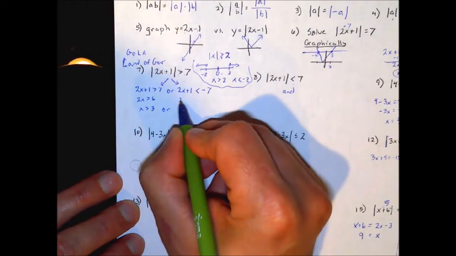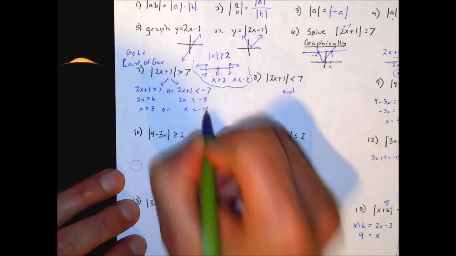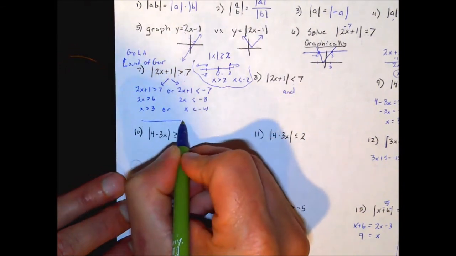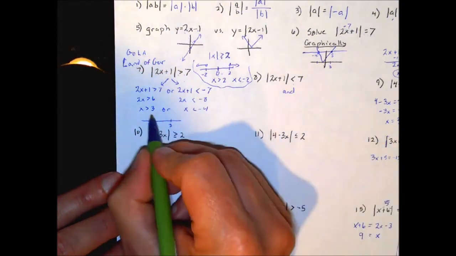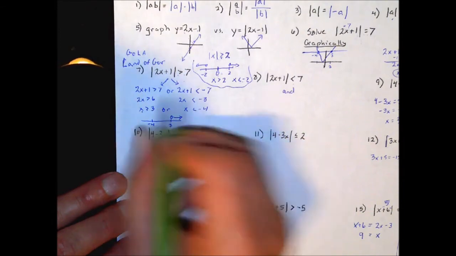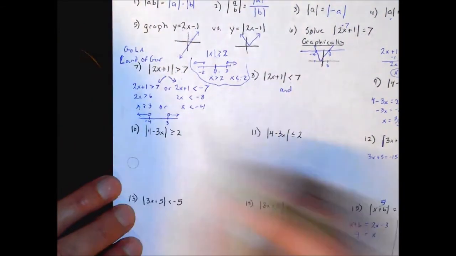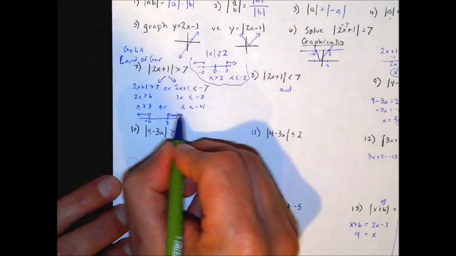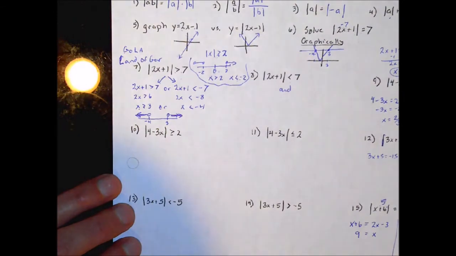And subtract the 1 over and divide by 2. So when I look at this graph, my -4 is my lower number, upper number is 3. My numbers are greater than 3, and my numbers are less than -4. Okay? Now, since this is an or statement, I know that all these numbers or all these numbers work. That would be my solution.